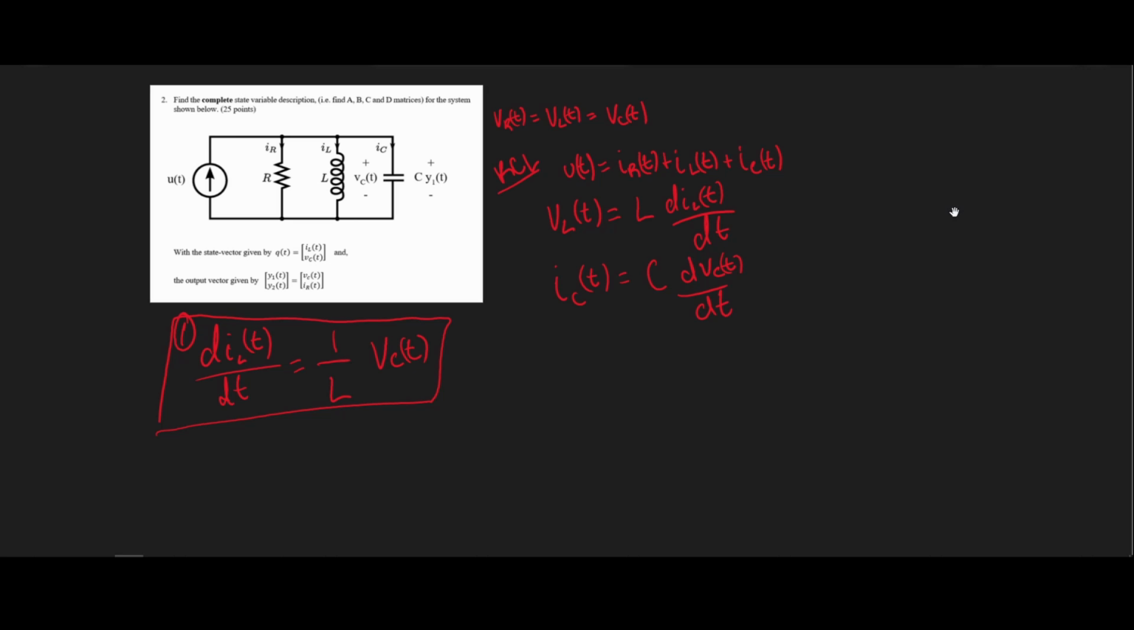We use our equation for the currents. IR of t is equal to Vc of t over R plus the current across the inductor plus the current across the capacitor, which is C dVc(t)/dt. Now we'll isolate dV/dt.